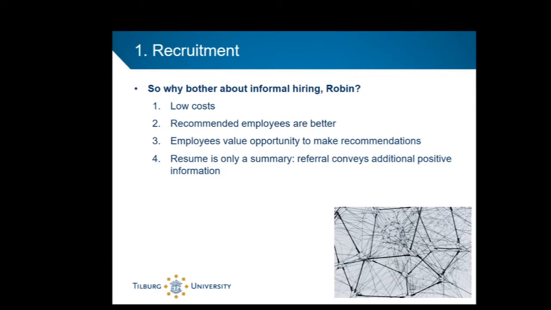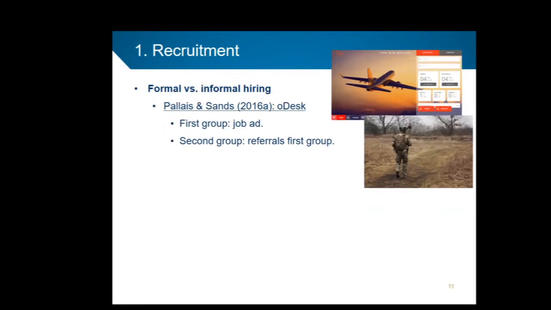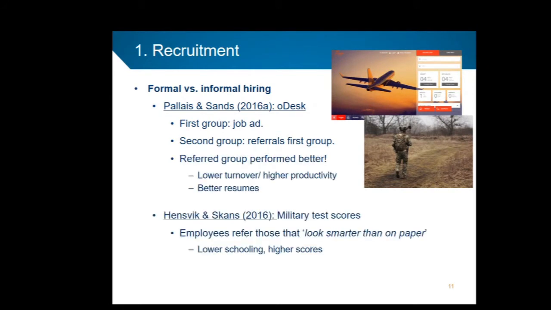But are referred employees really more productive? As always, of course, there is experimental evidence on that, and that is shown here on slide 11. So on slide 11, we see two studies on informal hiring. In fact, the first experiment is one by Pallais and Sands. In this experiment, they first hired people through a job ad for a simple task. So they had to monitor flight information. So that was the first step.